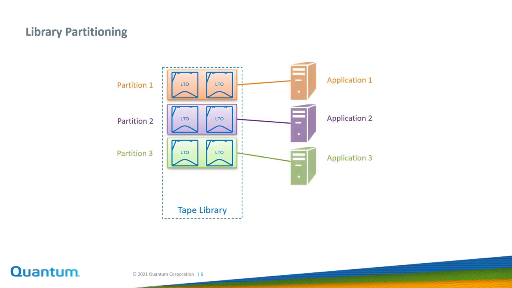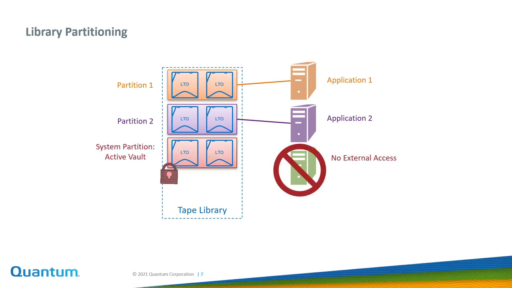Most libraries today support partitioning to enable multiple applications to share the same library. Quantum Scalar libraries also have the concept of system partitions. System partitions are used by the library for specific licensed features. ActiveVault is a type of system partition. Let's look at how easy it is to create an ActiveVault partition on a Scalar i6 library.